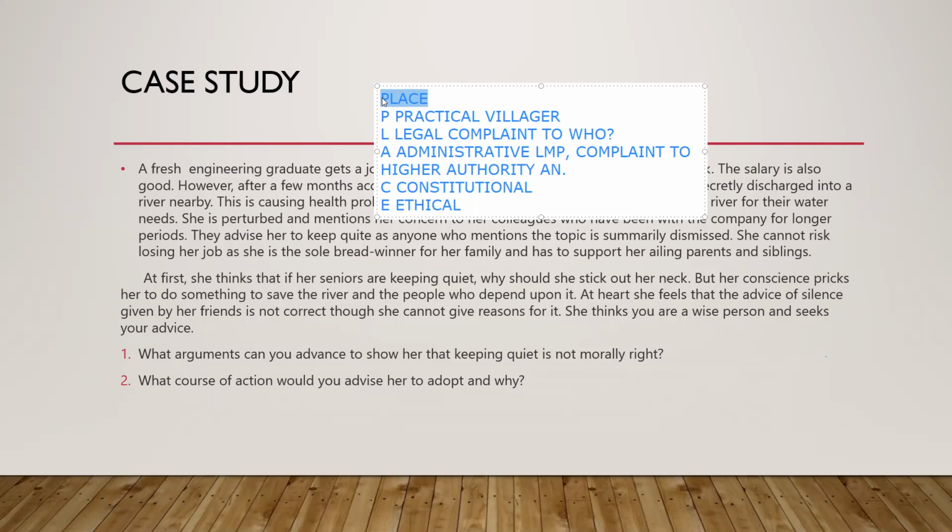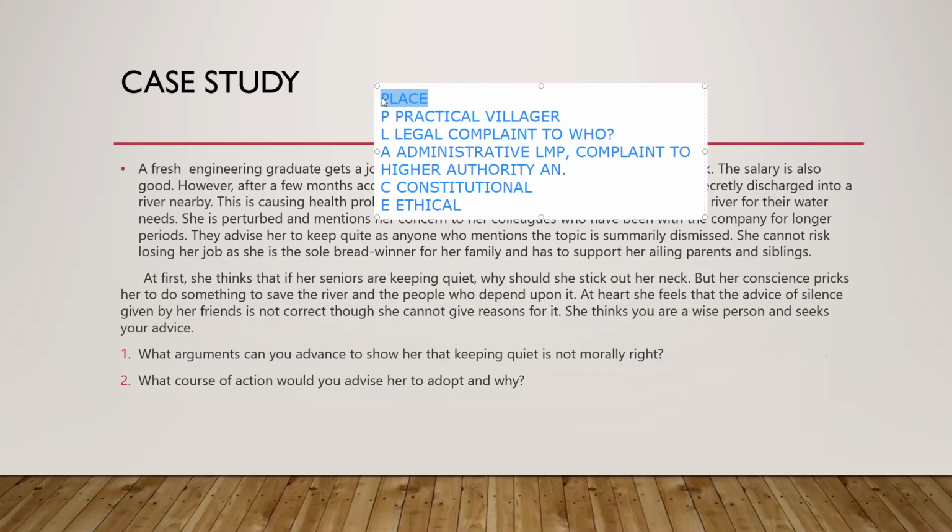And you are not going to write that practically this solution, legally this one, no. You will just write that this course of action I would suggest. You will not say that this one is practical, this one legal. It is just a subheading to think, under which you find the solution. Are you getting it, guys?